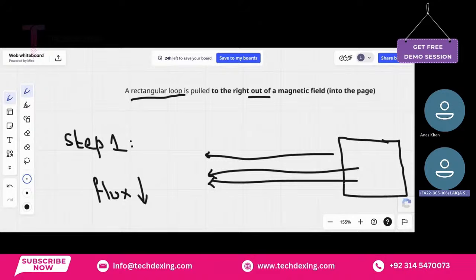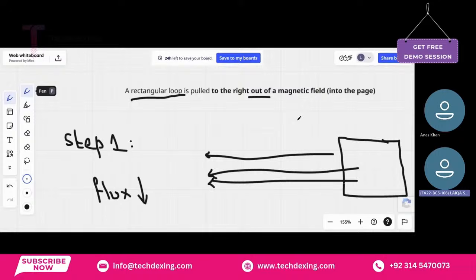After this, we identify the direction of the induced magnetic field. This is the actual magnetic field in which the loop is present. But when the flux decreases, what happens after that? The system always opposes the change. It will oppose this change of decreasing the flux, so it will try to increase the flux. How will it increase the flux? When the flux decreases, it always increases the flux by producing the induced magnetic field in the same direction as the original magnetic field.